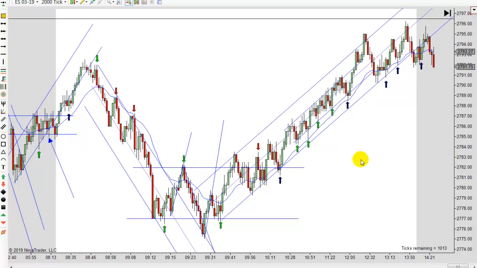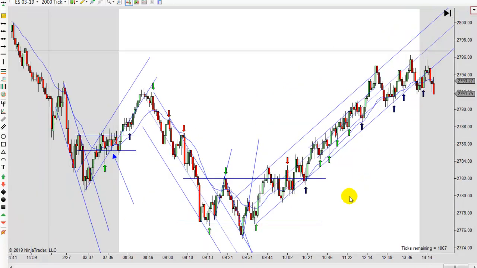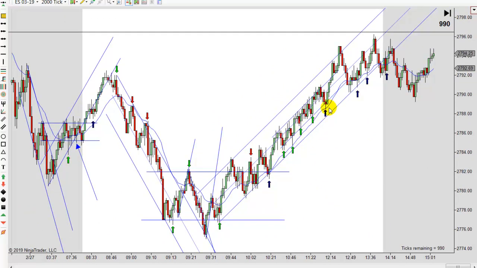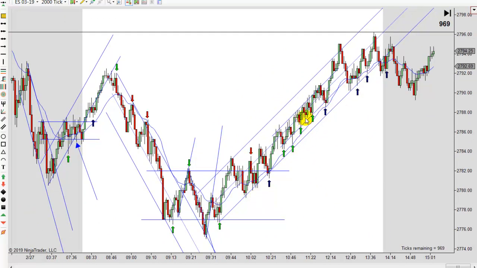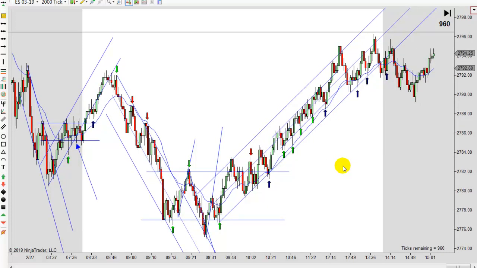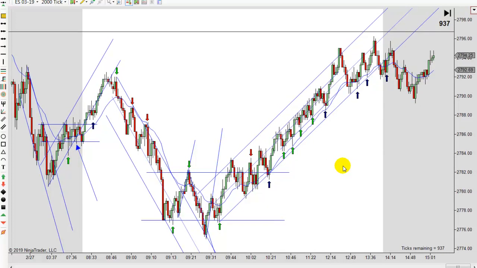So, yeah, not the best day ever, but this was a pretty nice trend here, and you can see lots of trades up here. And like I said, a couple of these you could argue to be blue as well. So you just had to be a little patient today.